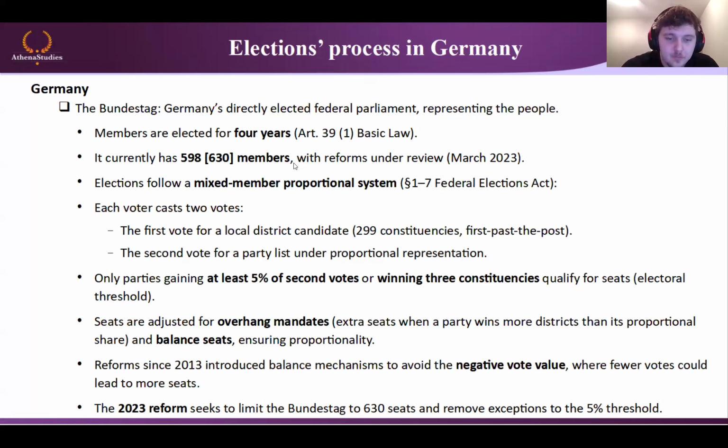The 2023 reform seeks to limit the Bundestag to 630 seats, and so remove exceptions to the 5% threshold. So yeah, the book doesn't really have the most updated facts about Germany, but it gives you a very nice big overview. I don't think you need to dive into the details of Germany's election process, but it's still very important to know, of course. So here you go.